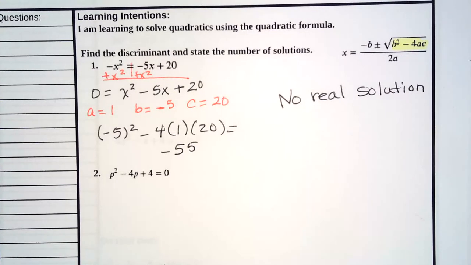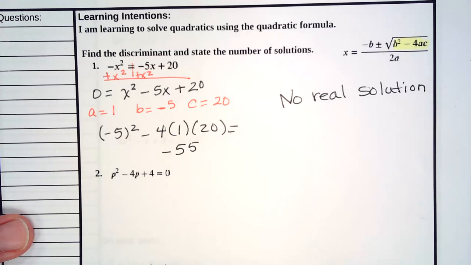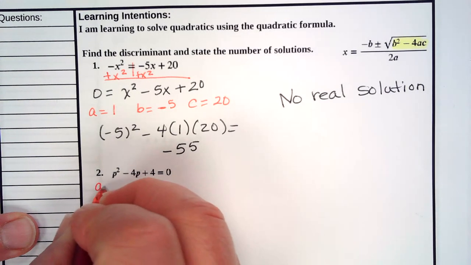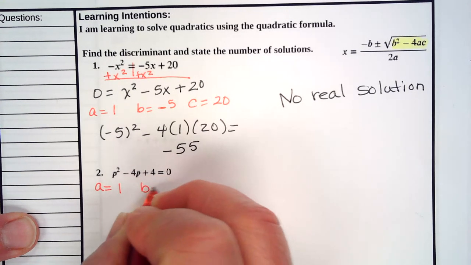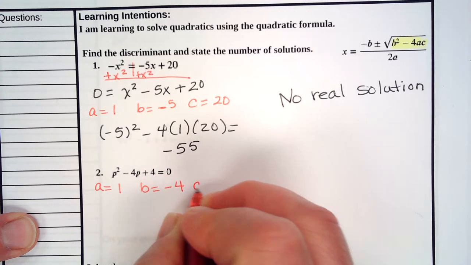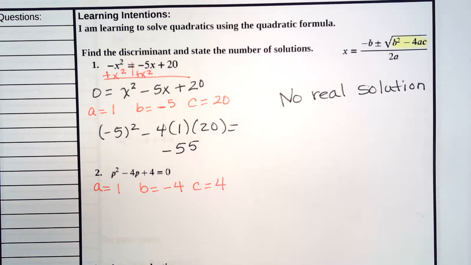Okay, for the next one, if you didn't try on the first one, please pause the video and see if you can do this one on your own. Identify A, B, and C. Put it into your discriminant.